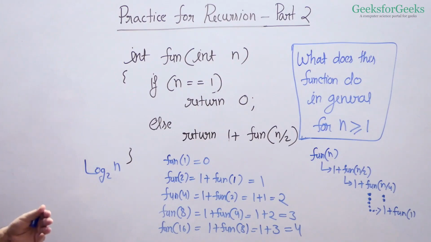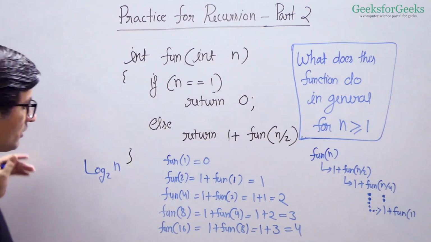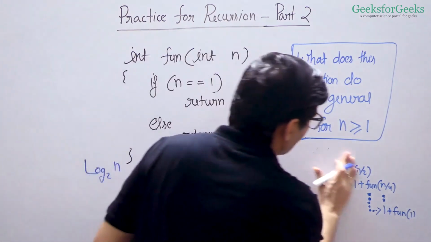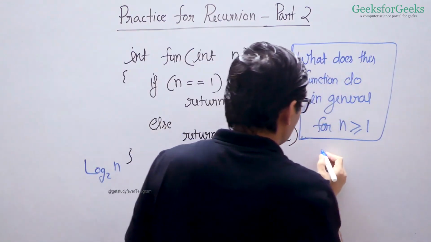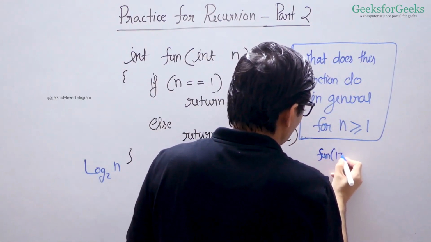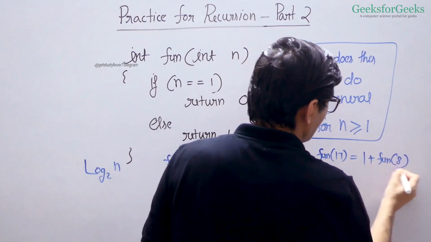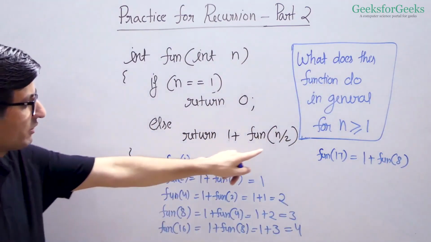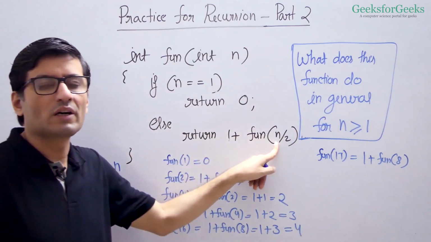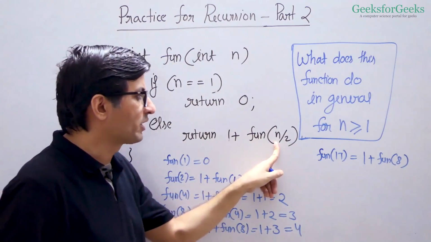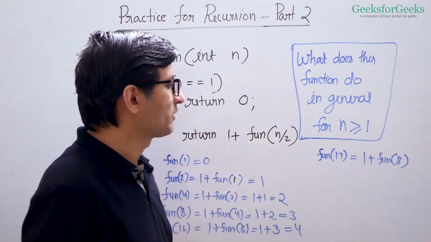What about the cases when n is not a power of 2? Let's see what will happen when you call it for fun 17. So fun 17 will be doing 1 plus fun 8 only, right? Because it's an integer division. So it's going to avoid the remainder, whatever remainder you get, and it's going to do simple 1 plus fun 8.